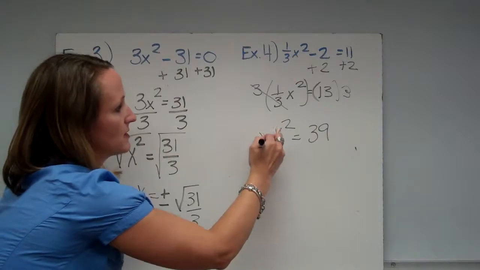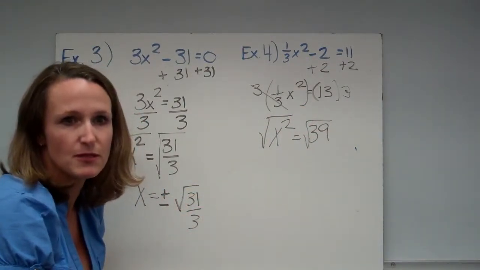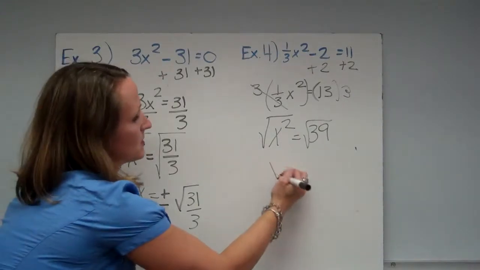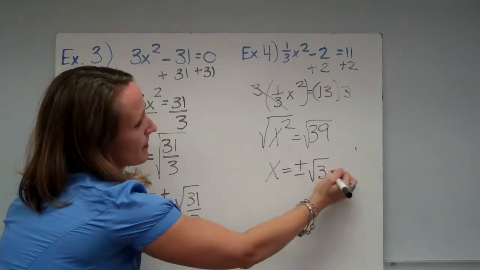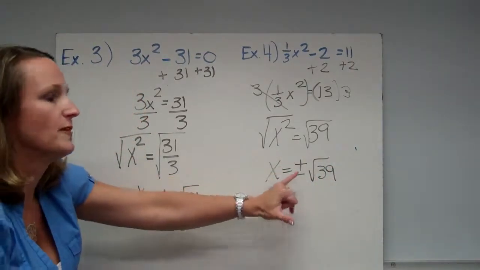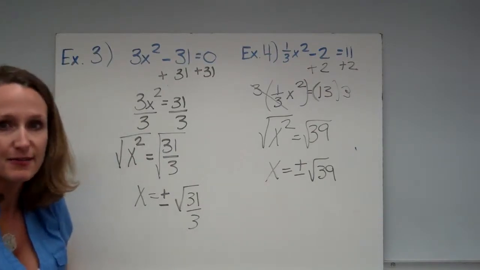So what do we do from here? Take the square root of both sides. And again, 39 is one of those numbers that does not break down perfectly, so we'll have x equals plus or minus the square root of 39. Two factors once again. This is how you factor a quadratic using square roots.